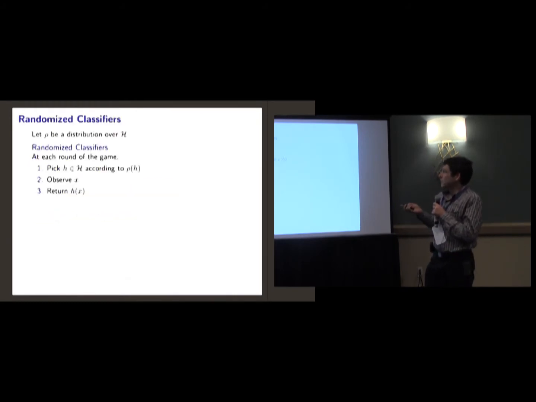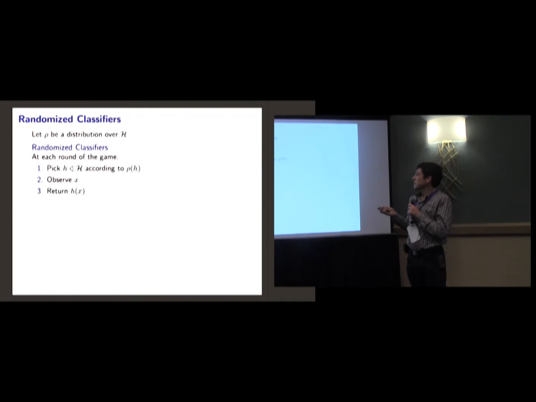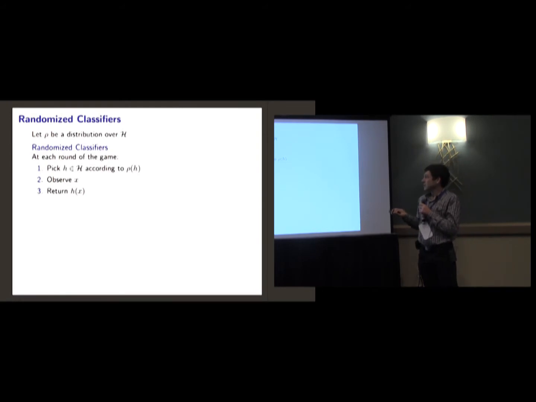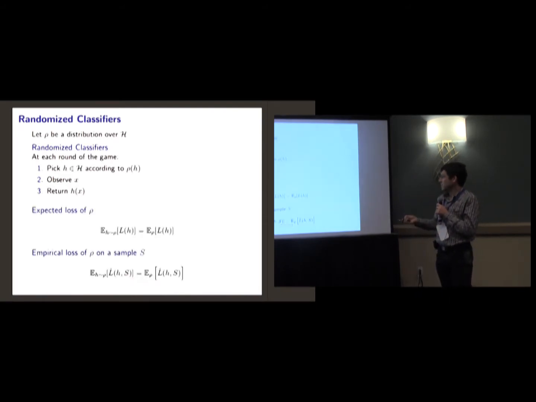So PAC-Bayesian analysis works with randomized classifiers, and I will use rho to denote the distribution over a hypothesis class H. A randomized classifier at each round of the game picks a hypothesis according to this posterior distribution, makes an observation X, and then returns the classification h(X). And I will use the expectation with respect to rho of the loss to denote the expected loss, and the expectation with respect to rho of the empirical loss to denote the empirical loss of this prediction rule. Okay?